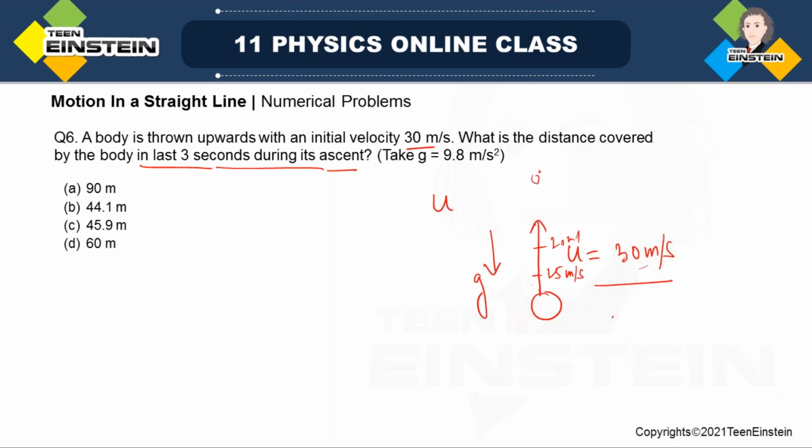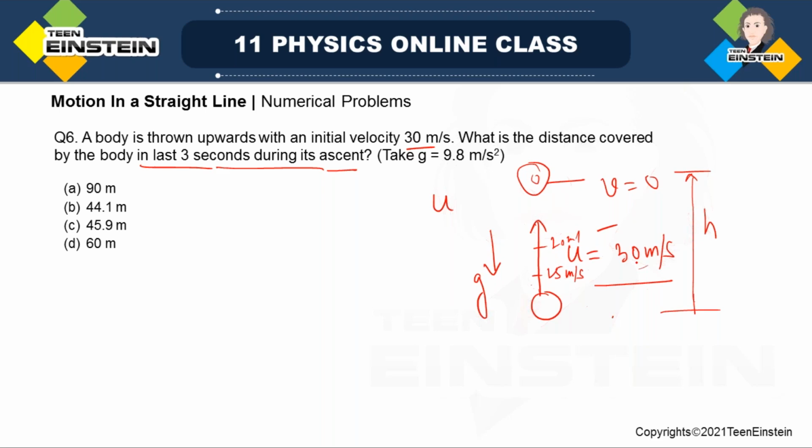And at the highest point where it reaches, by that time the final velocity will be 0. I'm denoting final velocity as v, initial velocity as u. So the velocity will be reducing, and finally when the velocity becomes 0, that time it will stop. That means that is the highest distance it would have reached.